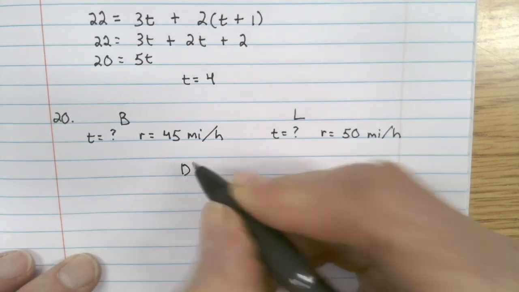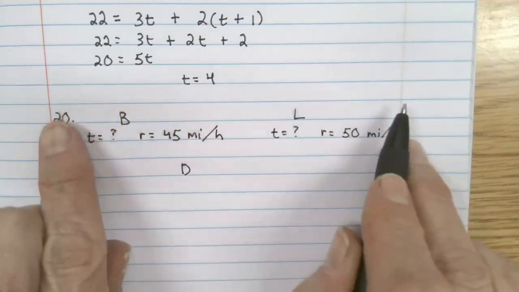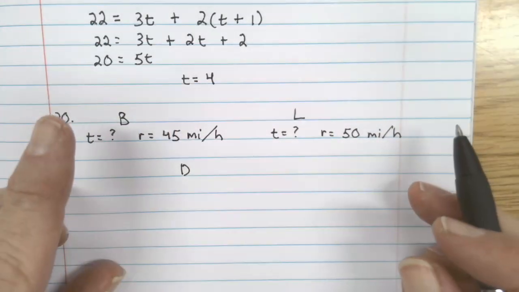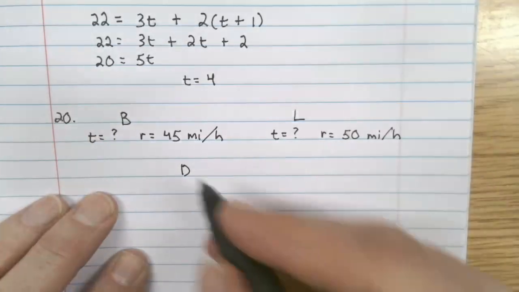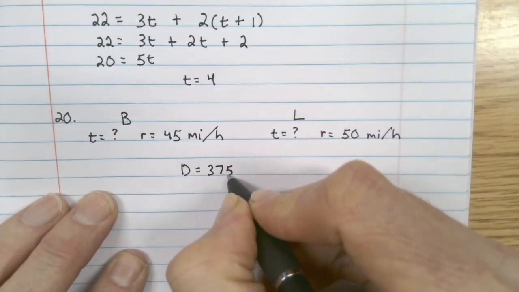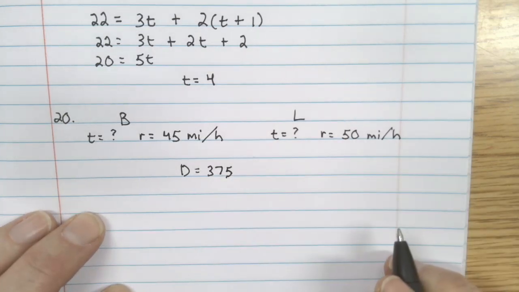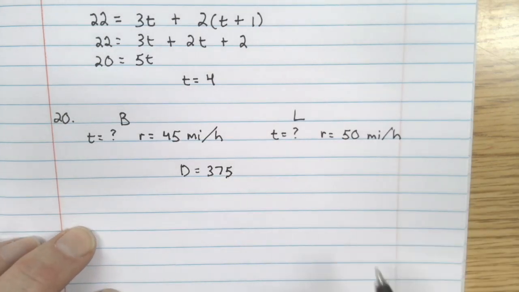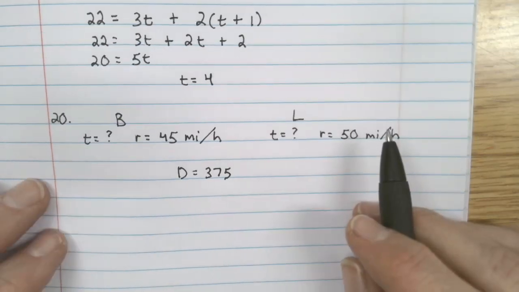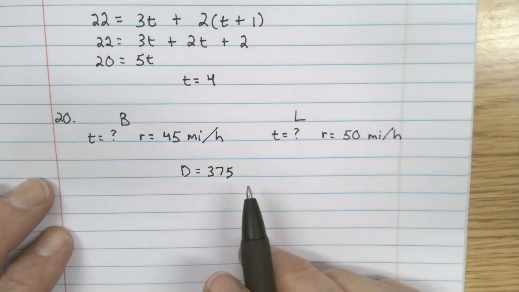So again, in this problem, we know what the total distance is. Even though they're traveling in opposite directions, right? Bob's going one way, Lane's going the other way. They started at the same point, but at the end, they're 375 miles apart. So we know what that is. That's 375. That's the distance. We've got that one locked in. We know the rates. All we have to worry about is the time. Now, here's what the question said, and so it's good to think about this.